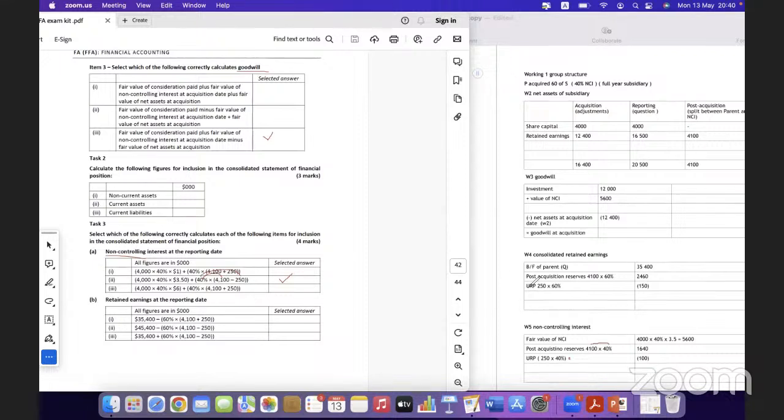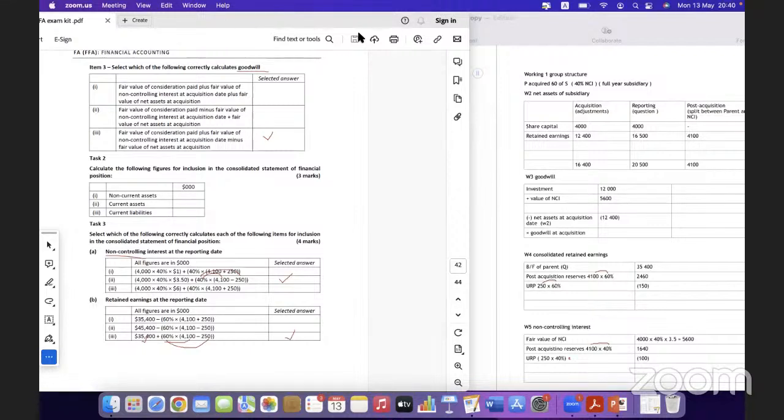Right, retained earnings, guys, how did we get that? 35,400 is this. 4,100 into 60%, which is this. And then 250 into 60%, which is this. So guys, Roman number 3. Right, so this is how, guys, we get the answers for this question.